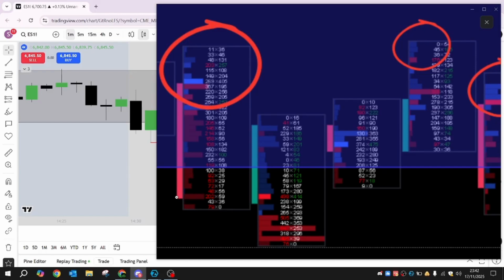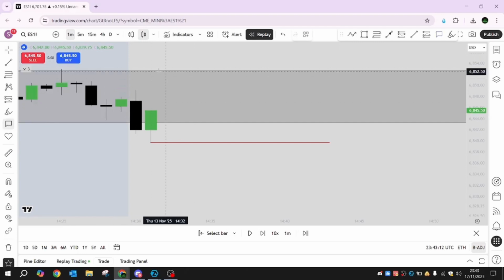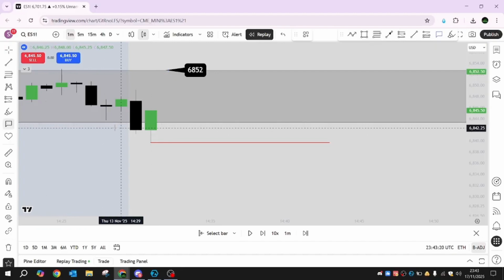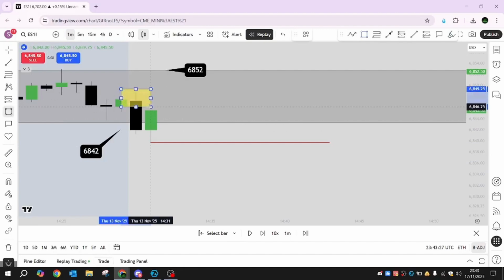But what was happening here specifically was we see aggressive buyers up top, right? We see 269 for 405. We see 149 for 204. We see this blue delta, this positive delta. What this shows us is that buyers were aggressive, but we were unable to really break above this level. Bearing in mind, this is 68.52, and down here is 68.42. So you saw a lot of aggressive buyers over here.